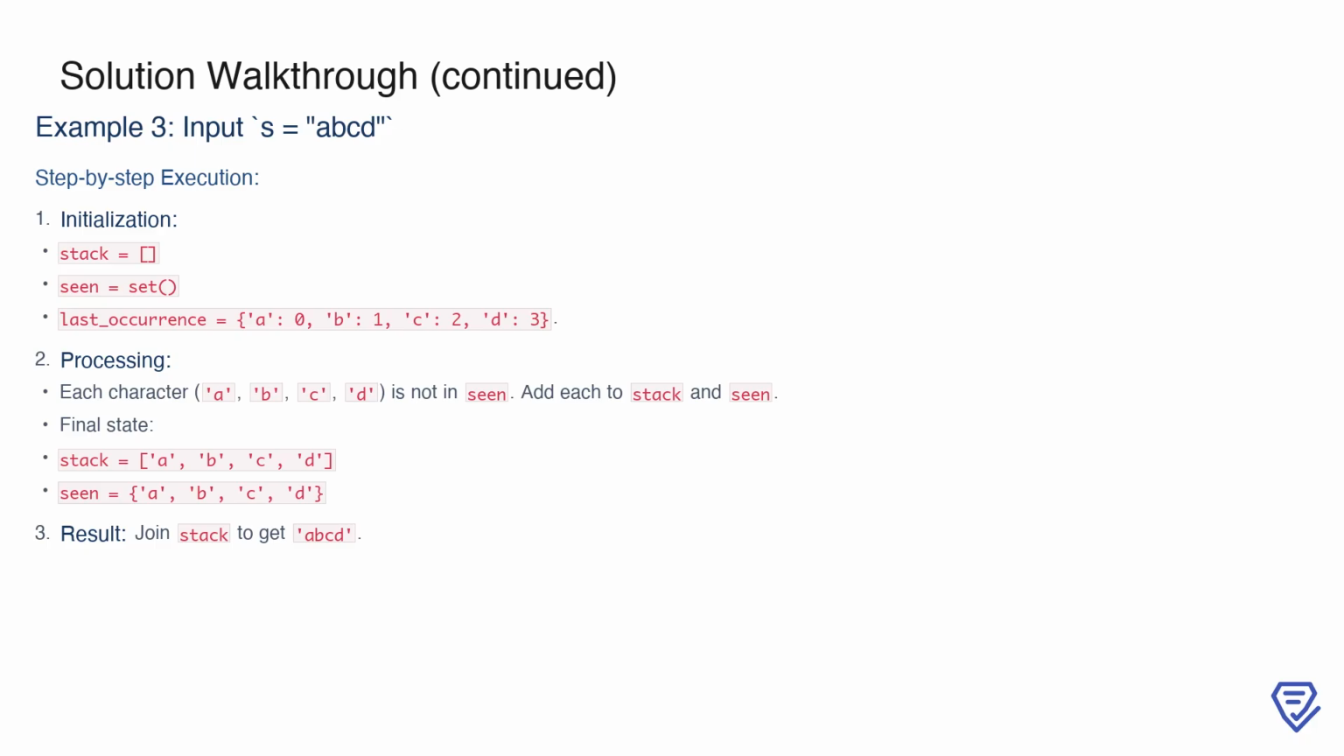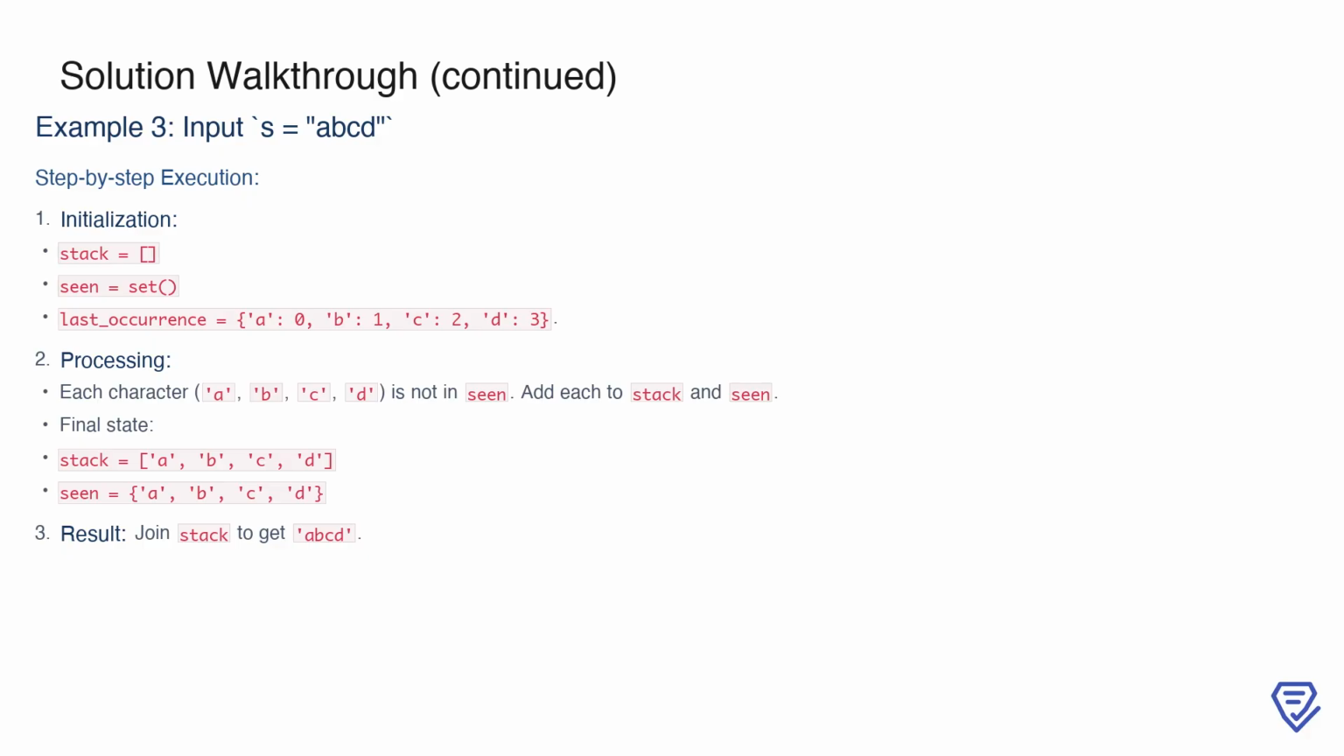Finally, we consider the input string s equals ABCD. We initialize the variables as before: stack equals empty, seen equals empty set, and last_occurrence equals A: 0, B: 1, C: 2, D: 3. Here, we process each character in the string.